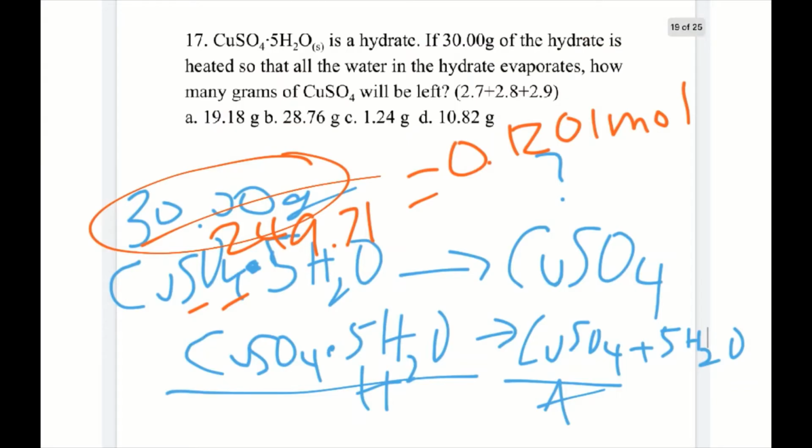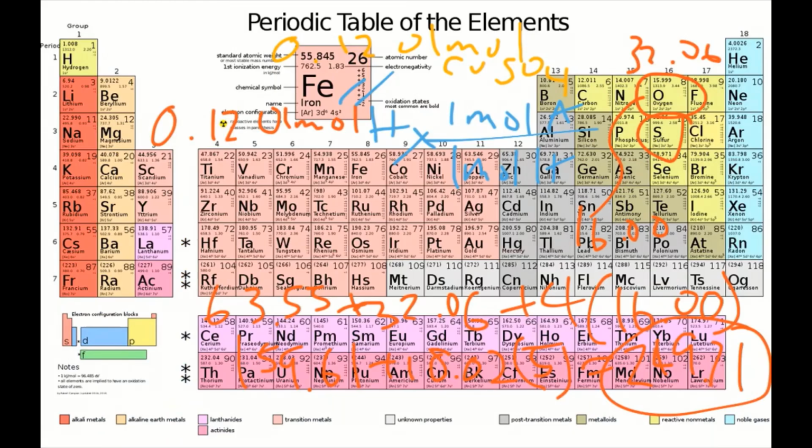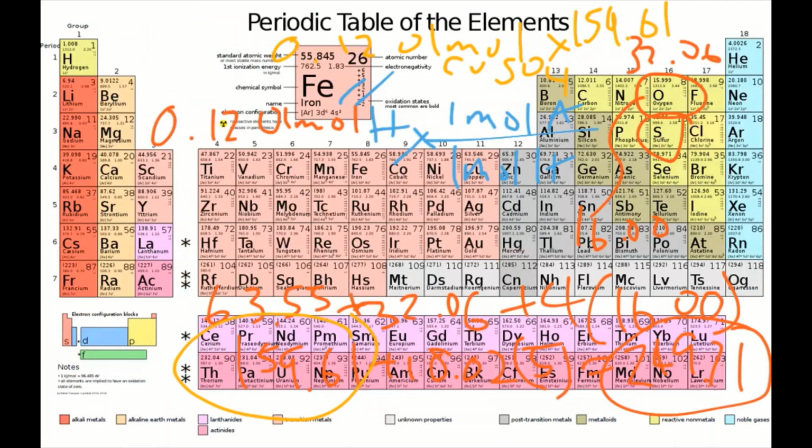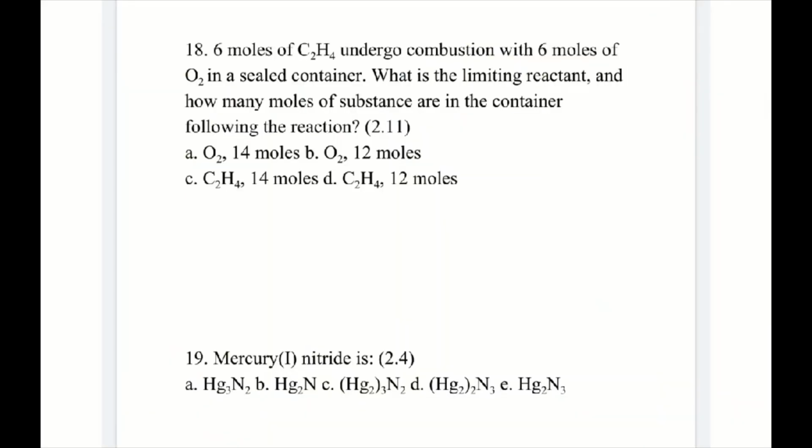So now we need to convert the moles of copper 2 sulfate anhydrous into grams. So I just have to multiply by the molar mass of copper 2 sulfate alone, which is 159.61. So 159.61. And we wind up getting 19.18 grams. So that is our answer. The answer is A. Now let's do number 18.